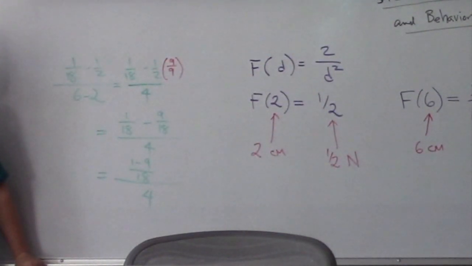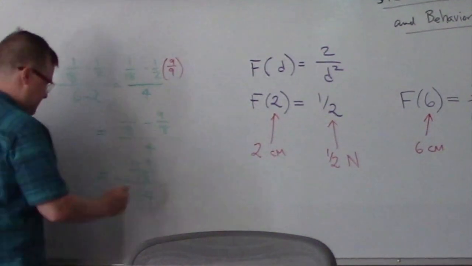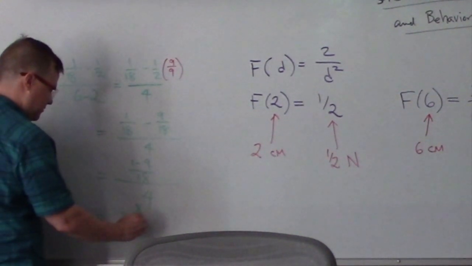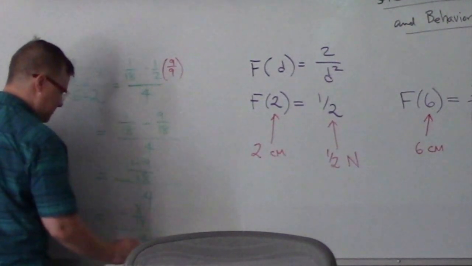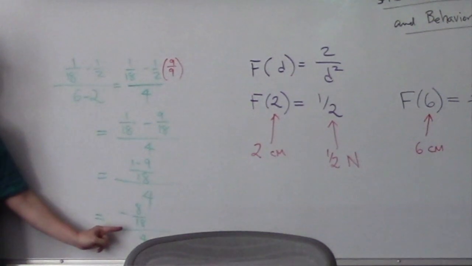You'll find you'll have lots of chances to practice that, a lot of that pre-calculus. 1 minus 9 is? So the numerator is going to be negative. Pro tip, the length of the division line is crucial.